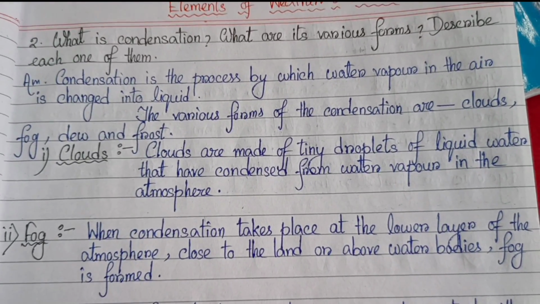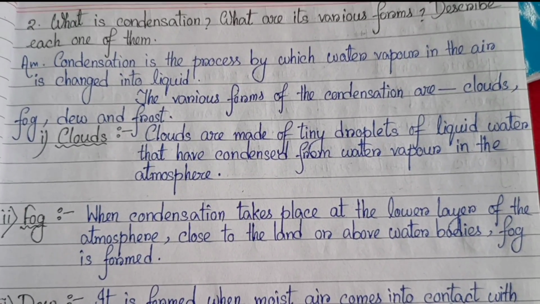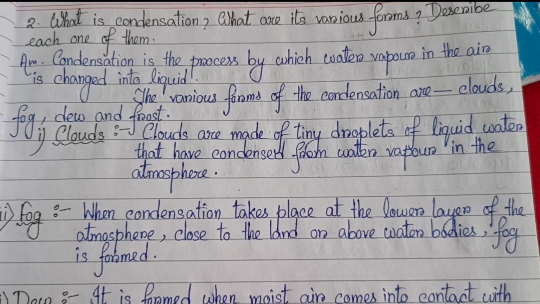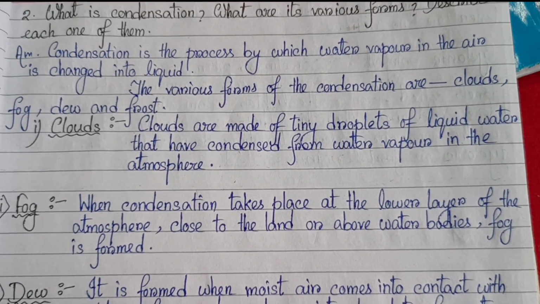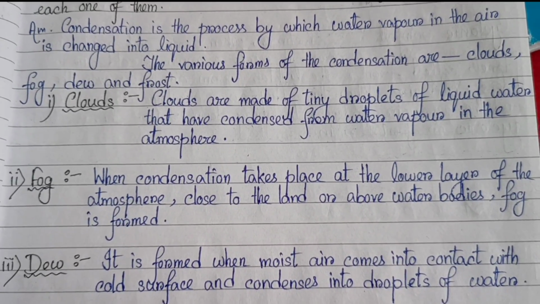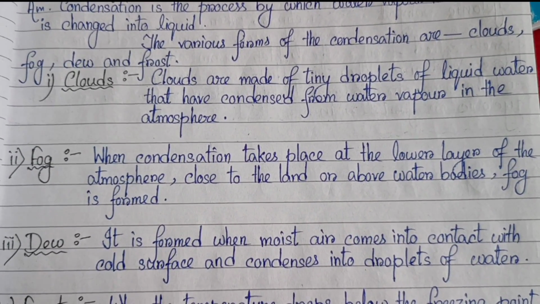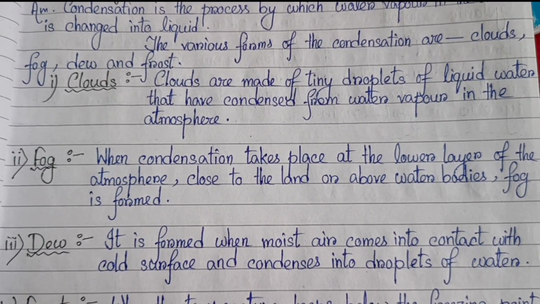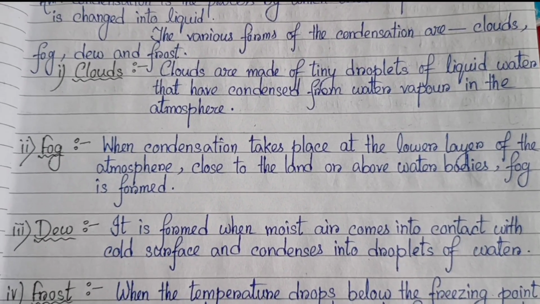Okay. Next one, number 2. What is condensation? What are its various forms? Describe each of them. Condensation is a process by which water vapor in the air is changed into liquid. The various forms of condensation are clouds, fog, dew, and frost.